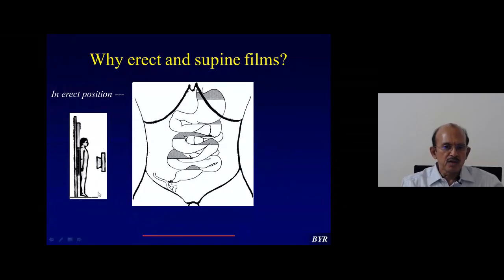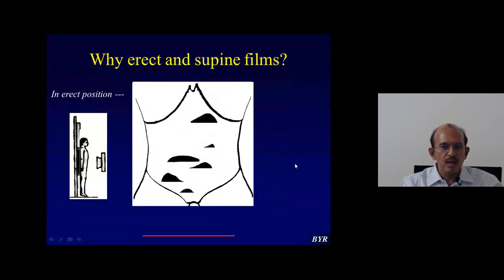So this is the erect posture X-ray. Patient is standing erect. X-ray tube will be in the front. When you take the film, you will get the shadows like this. Because fluid is not seen, only air will be seen like this. So this is called air fluid level. By this we can say that there is intestinal obstruction. If too many are there, we will say it is a more distal obstruction.